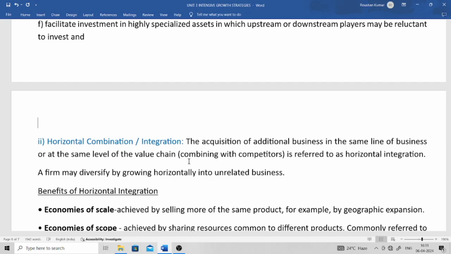Horizontal benefits. First, economies of scale achieved by selling more of the same product, for example by geographic expansion. Second, economies of scope. What is given there? Economies of scope. Let me select so that I can draw here, because if I draw then it will be better to understand.